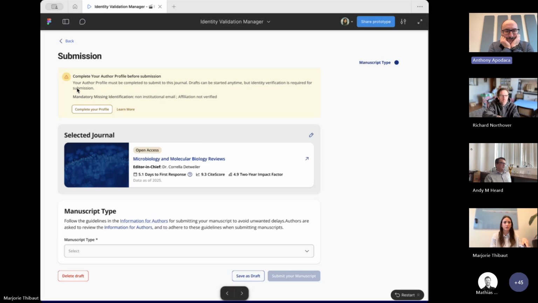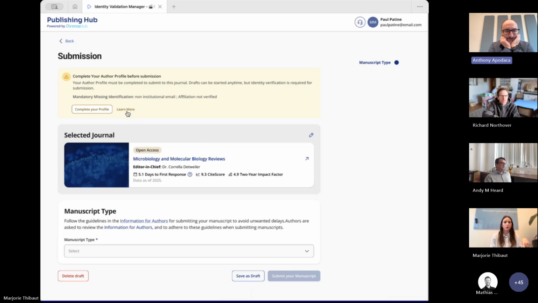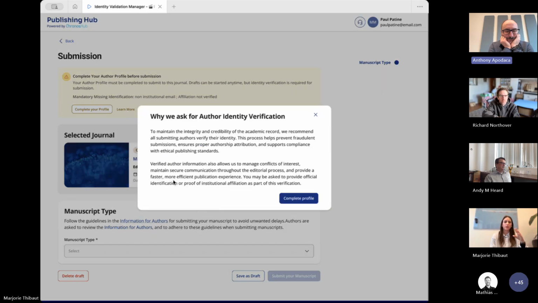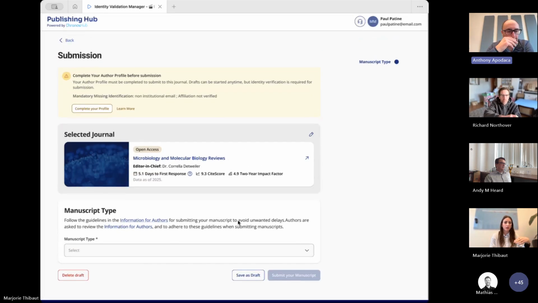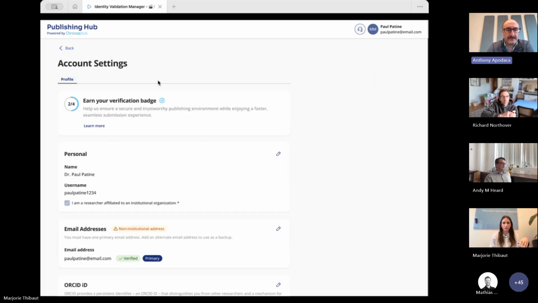Then on this element, we have 2 buttons. We have the learn more. So again, we add all the information for the author to understand why we are asking for that. And then the second one is complete your profile. So the user can continue, do a draft of the submission, or go directly to the profile to complete it. That's what I'm gonna do.